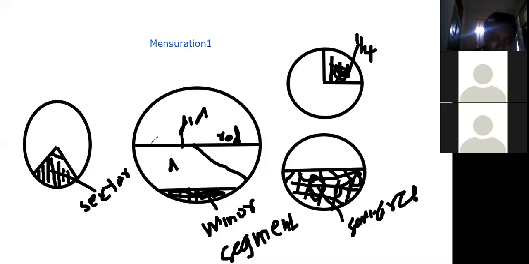So the line, if here is C and here is D, from here to here is what we call the diameter. You already know. Now we are going to look at the formulas relating all these things.